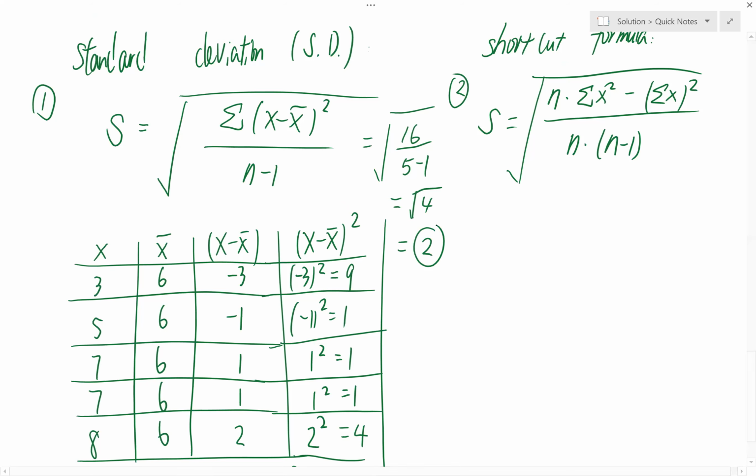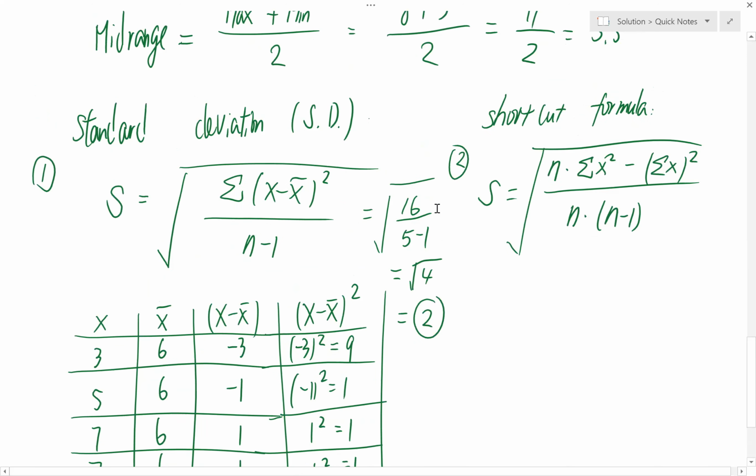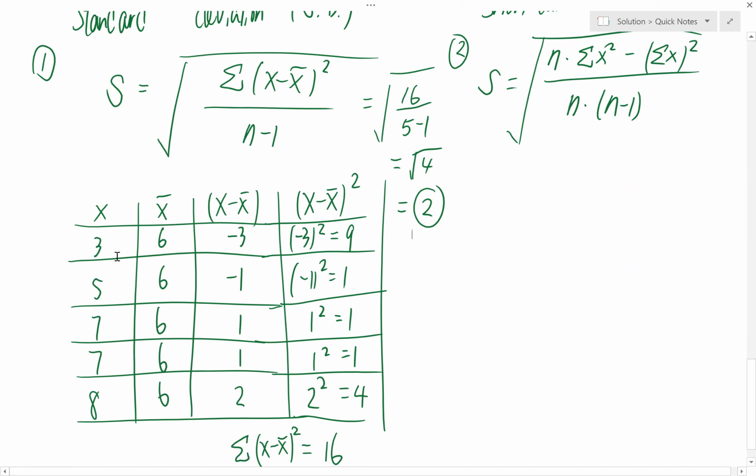The key thing about interpreting the standard deviation is that the bigger the number, the bigger the variation. In this case, 2 is not very big, so the variation is not very big. If you also look at the data, 3 to 5, 5 to 7, it's not a big variation here. That's why the standard deviation is kind of small.